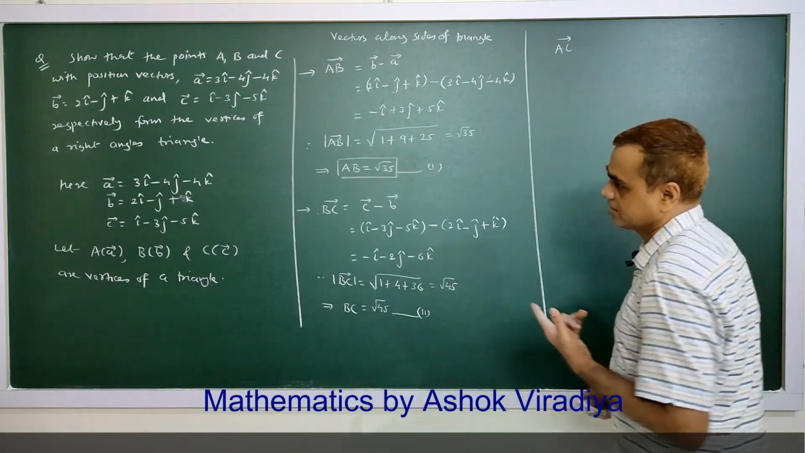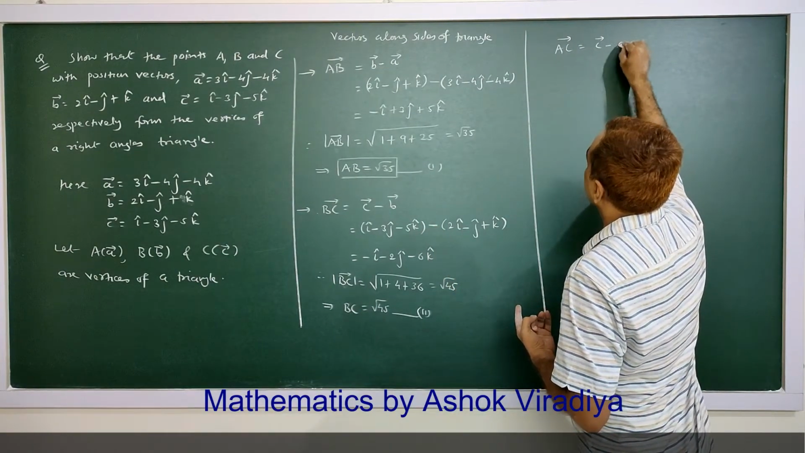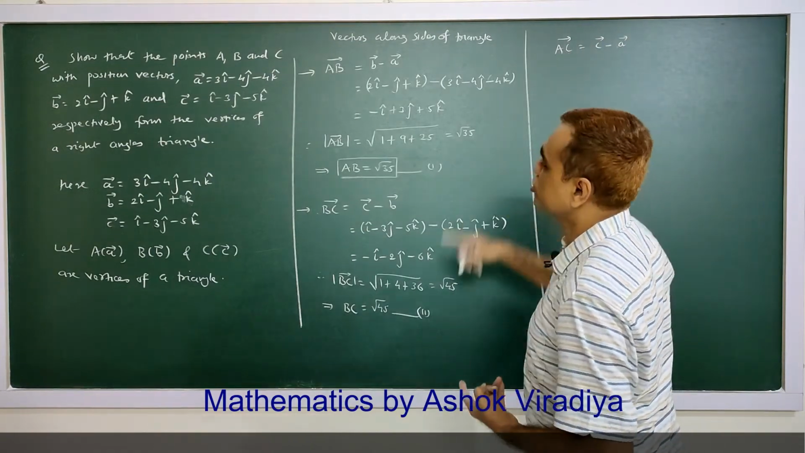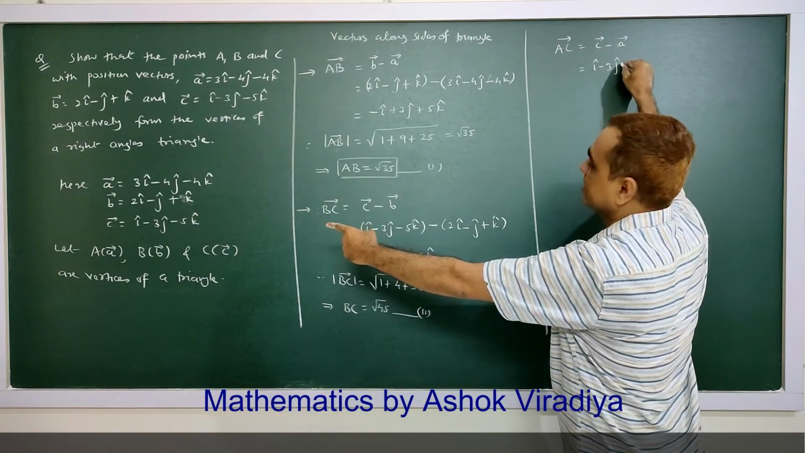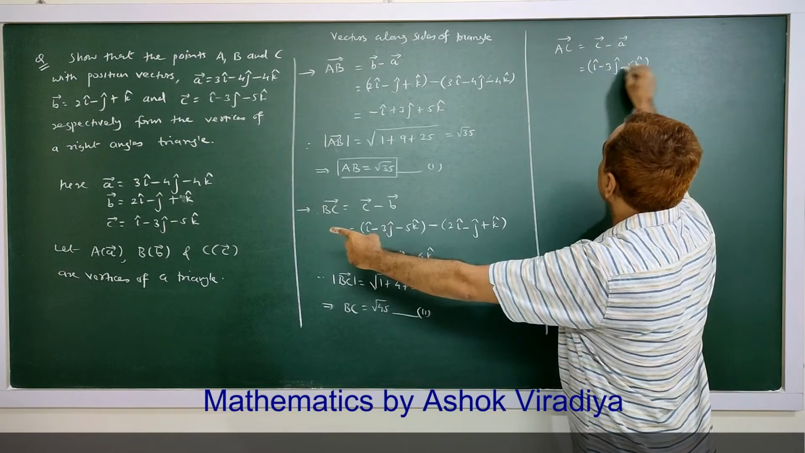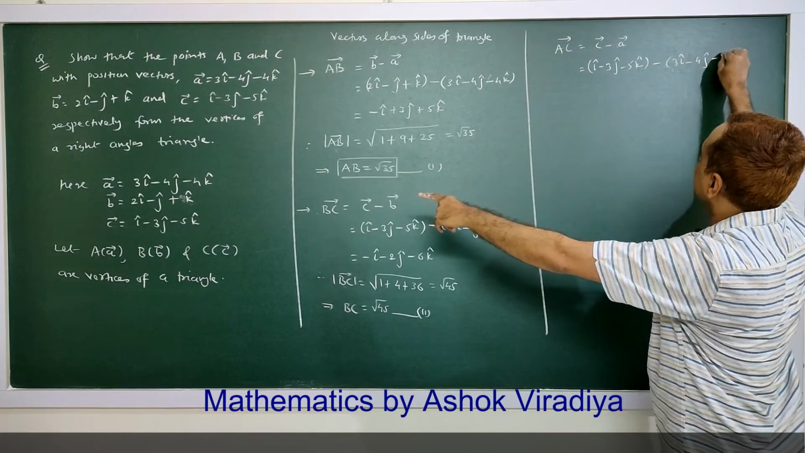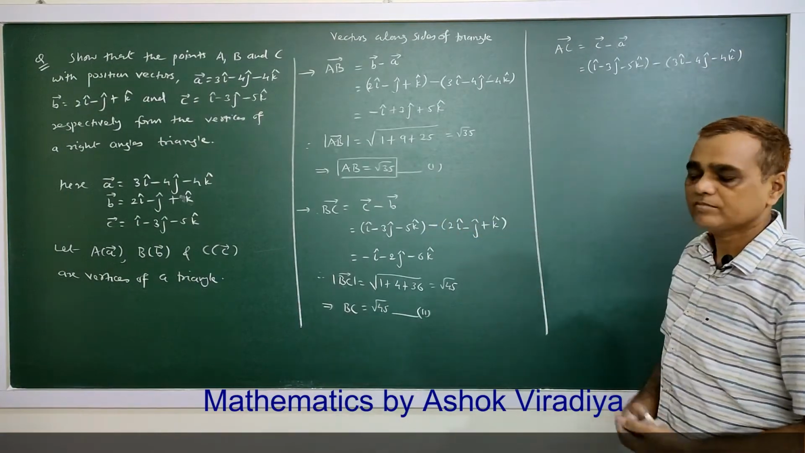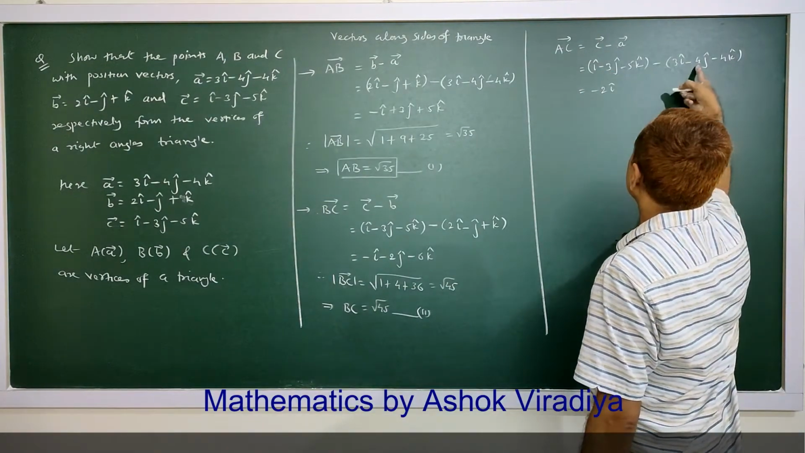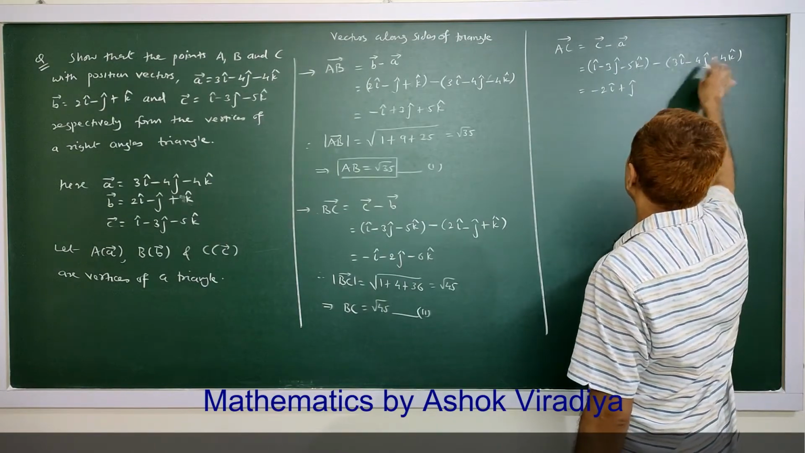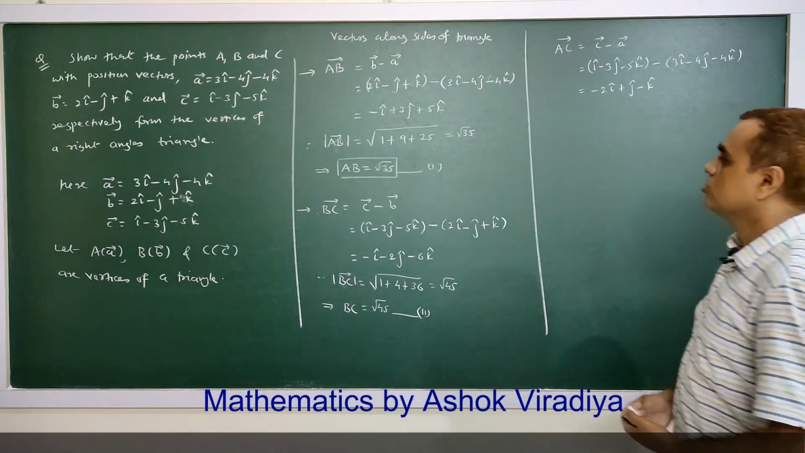So AC is the terminal point minus the initial point, position vector of terminal point minus position vector of initial point. So it is equal to i minus 3j minus 5k minus A, which is 3i minus 4j minus 4k. So it is minus 2i minus 3 plus 4, that is 1j, minus 5 plus 4 is minus k. This is vector AC.